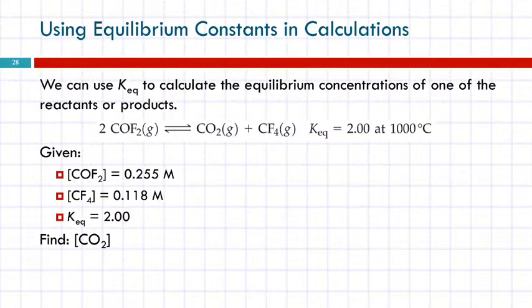So calculating KEQ is all nice and everything, but why would we even need to know that? The reason that KEQ is useful is because we can use it to predict what concentrations are going to be. Some things are very difficult to measure, but we need to know the concentration. So we can use KEQ to calculate equilibrium concentrations. So here's this equation. 2COF2 reacts to form CO2 and CF4, and the equilibrium constant is 2.00 at 1,000 degrees Celsius. So KEQ is equal to 2.